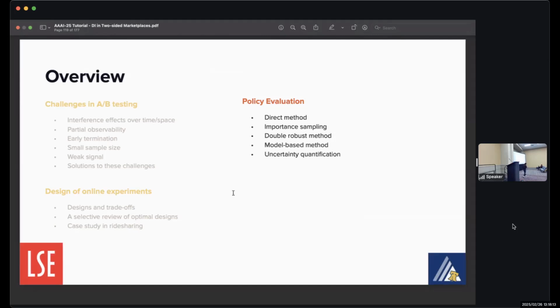This is because A/B testing is naturally a hypothesis testing problem. So it not only requires you to provide a point estimator, but you also need to produce the p-value. You also need to quantify the uncertainty of your point estimator.